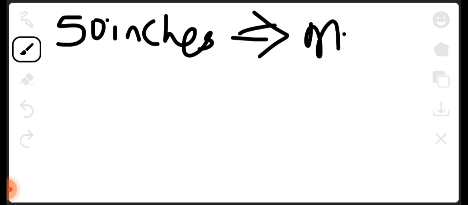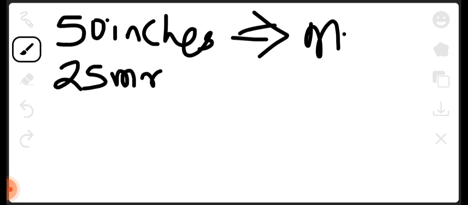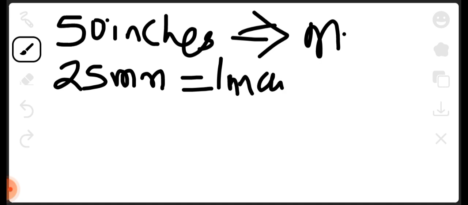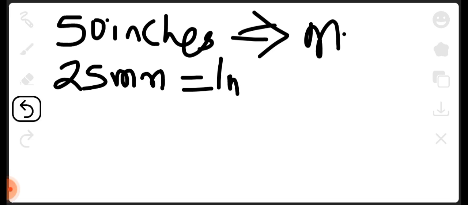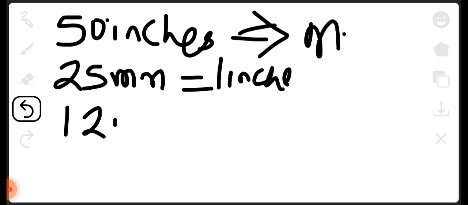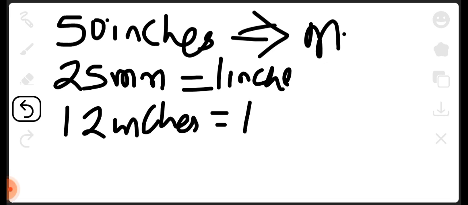Take note of this. 25 millimeters is equal to 1 inch. The approximate value is supposed to be 25.4, but I'm using the approximate value, which is 25 millimeters, equal to 1 inch. Then 12 inches is equal to 1 foot.